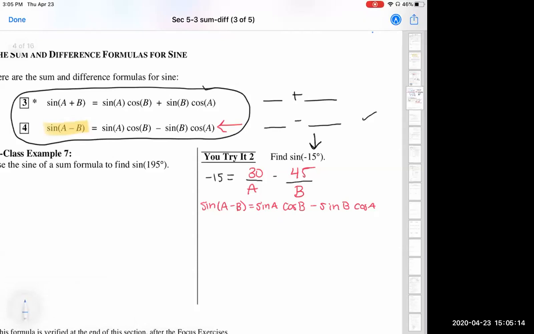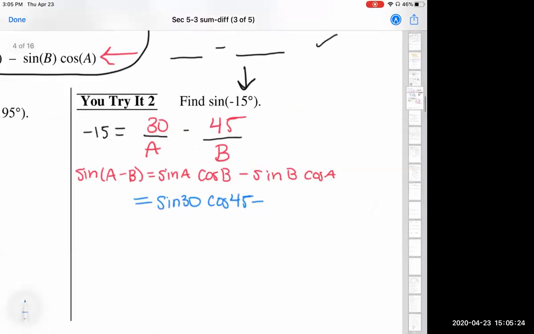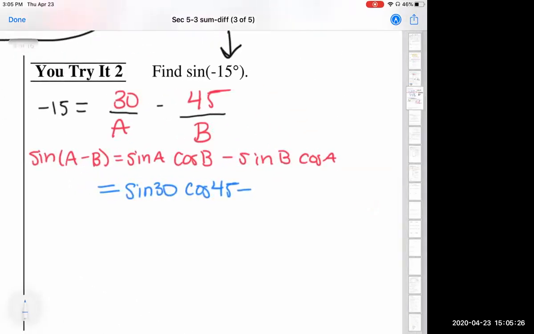All right, sine of A is 30, so sine of 30. Cosine of B is 45, because my B is 45, minus sine of B, my B is 45, times cosine of A, my A is 30. Okay, now we're going to use our unit circle to find these values.